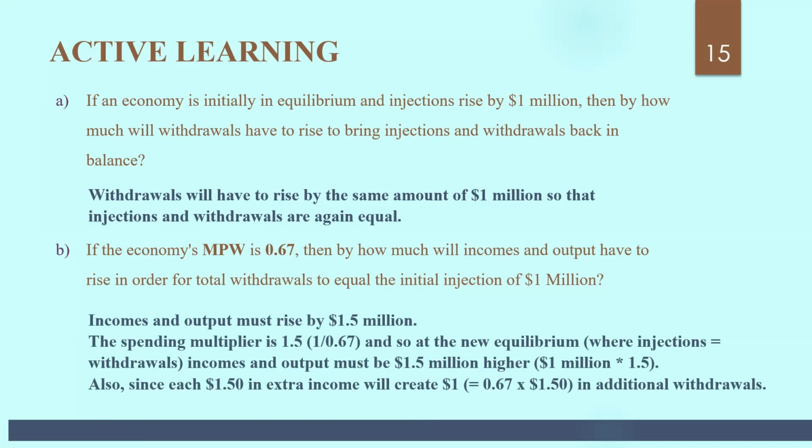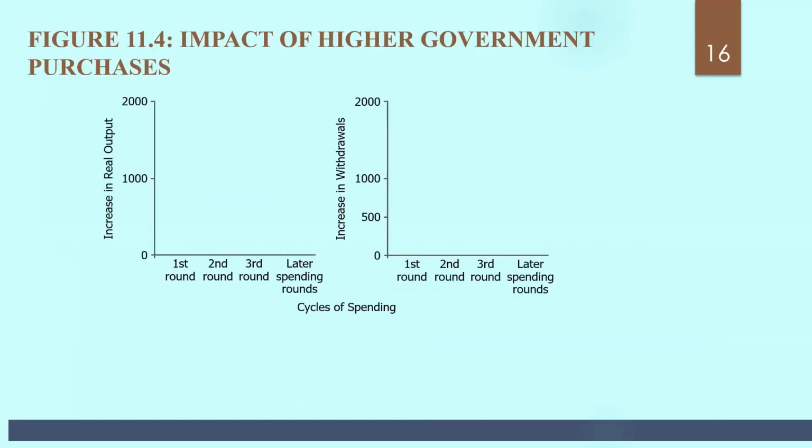Income and output must rise by $1.5 million. Spending multiplier is 1.5, 1 divided by 0.67. And so at the new equilibrium where injections equal withdrawals, incomes and output must be $1.5 million higher, 1 million times 1.5. Also, since $1.50 of extra income will create 0.67 times $1.50, or $1, in initial withdrawals.